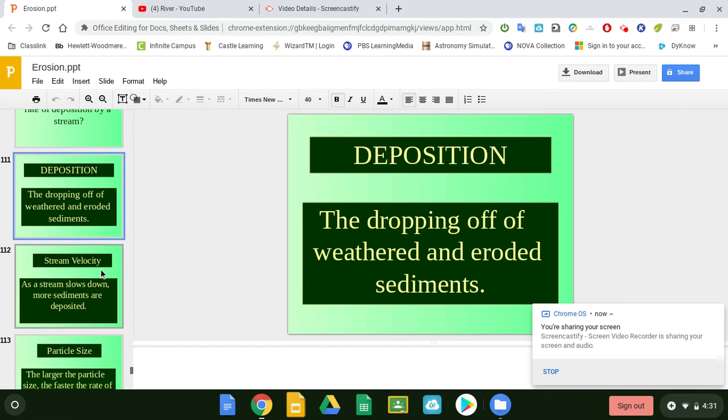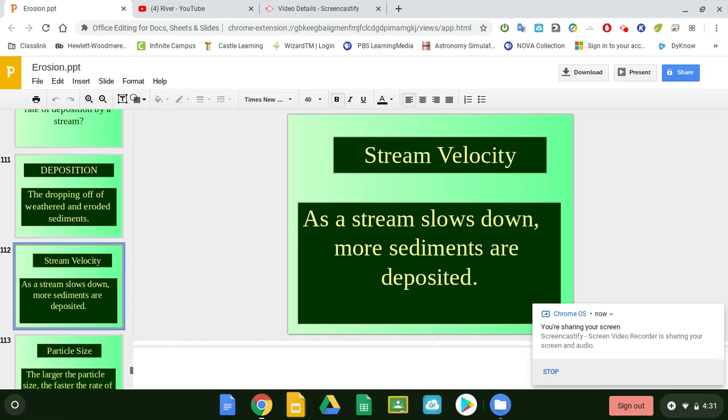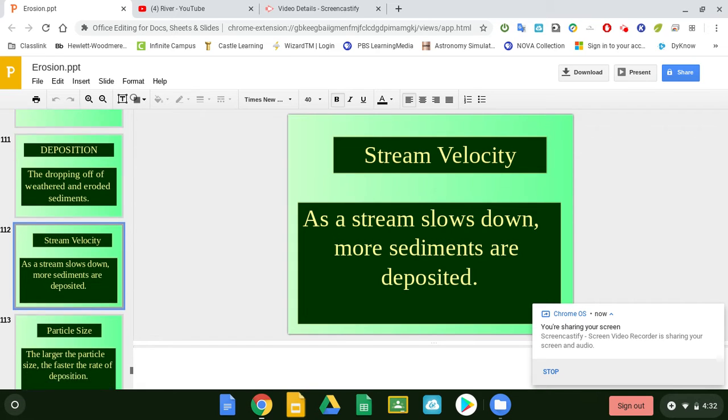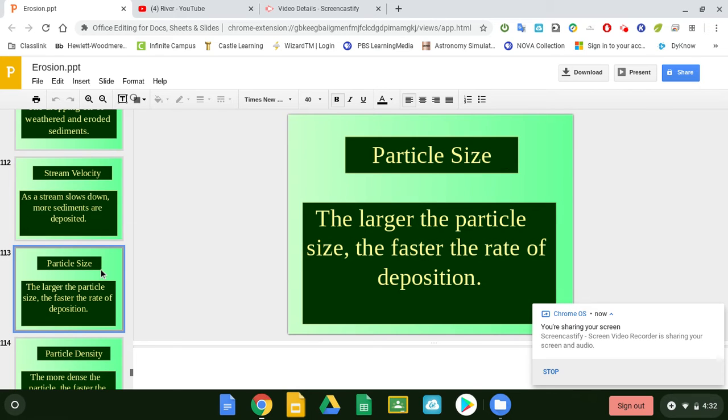The stream velocity will cause deposition. As a stream slows down, more sediments are deposited. So we talked about that before. The faster a stream goes, the larger the particles it can carry, but once it slows down, it can't carry those particles anymore. Large particles, okay, the faster the rate of deposition. So the larger particles will fall first, and the slower the water goes, the smaller particles will drop out.